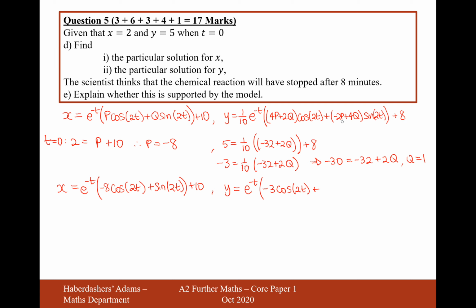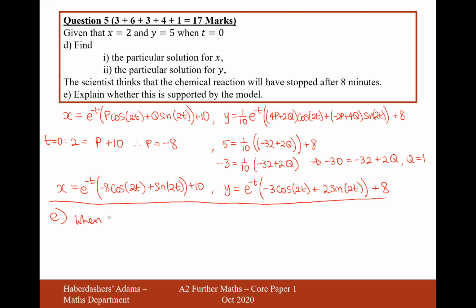And then on the sine 2t, it's going to be 16 add 4, and then, no, sorry, 16 add 4, so that'll make it 2, so 2 sine 2t. And then plus the 8 at the end. So lovely, there we are. So this is the answers for these second order differential equations. Moving on to part E now, the scientists think that the chemical reaction will stop after 8 minutes. Explain whether this is supported by the model.